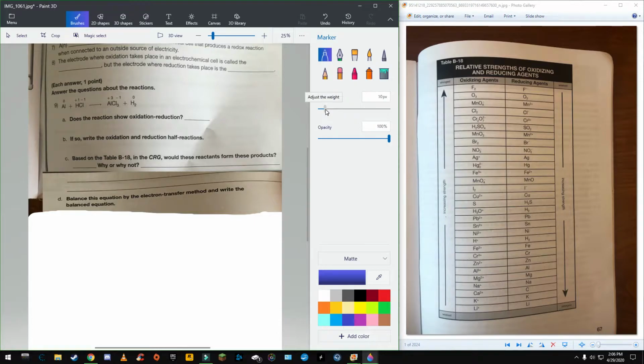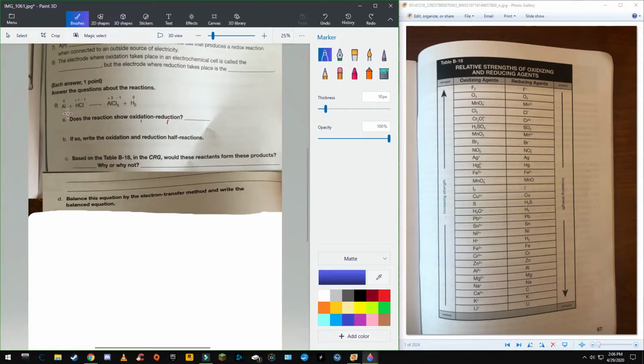So let's just dive right in with part A here. Does the reaction show oxidation reduction? Despite this word's combination and sound, it doesn't mean a reduction in oxidation. They're two separate things. There's oxidation and there is reduction. So we'll look at the equation up here and we'll figure that out.